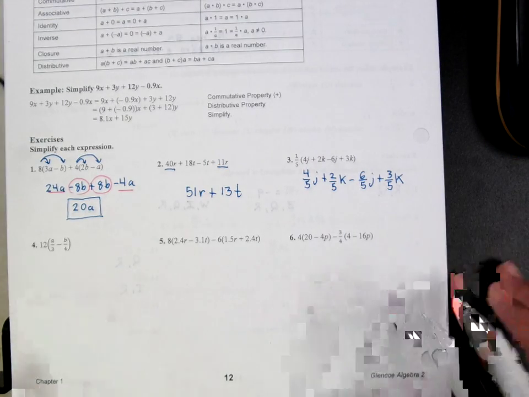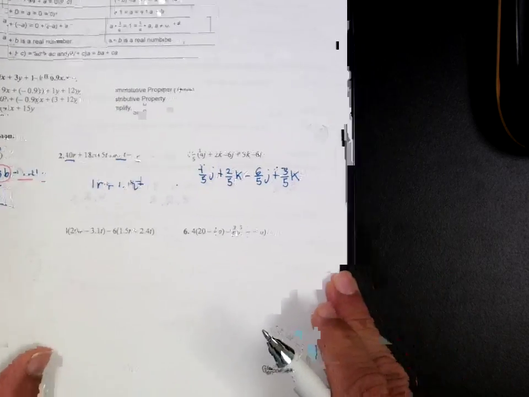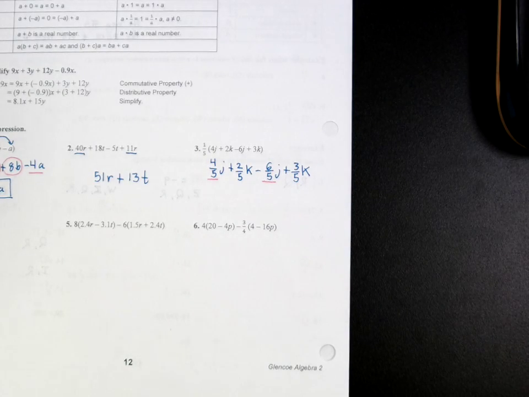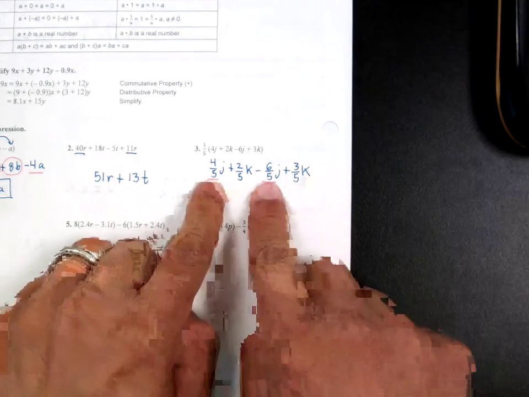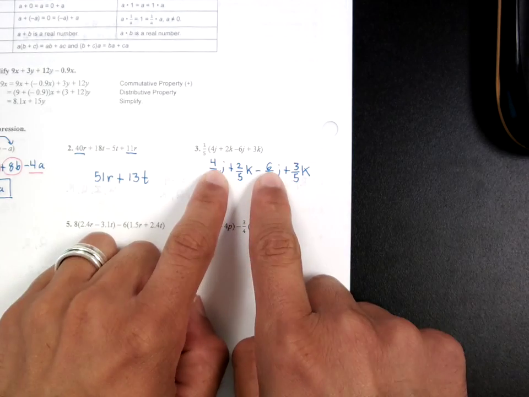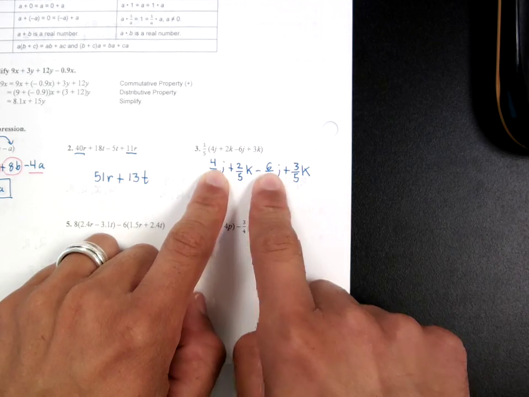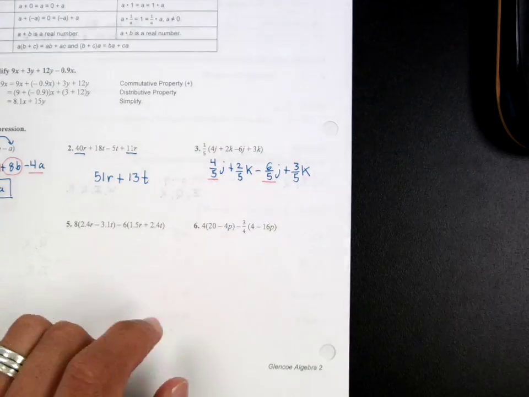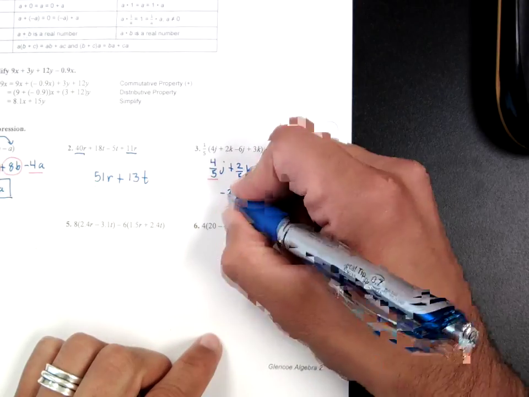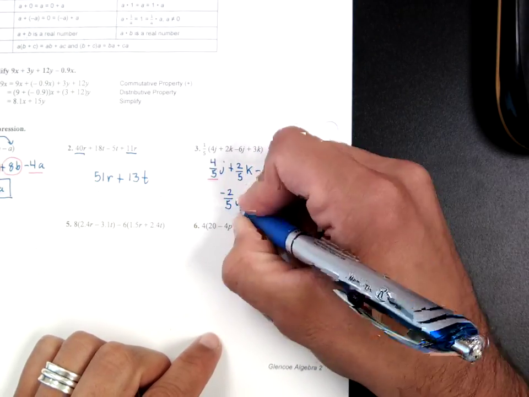So let's try to do it without a calculator. Notice that on here, these are my J terms. Now remember, to add fractions, you have to have a common denominator. Do I have a common denominator in these two? Yes, I do. So all I really have to do is add the 4 and the negative 6. So 4 minus 6 is negative 2. Negative 2/5 J.